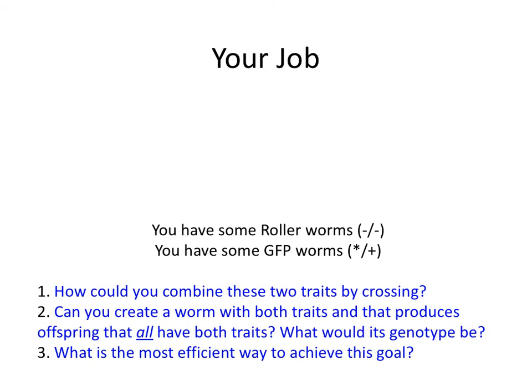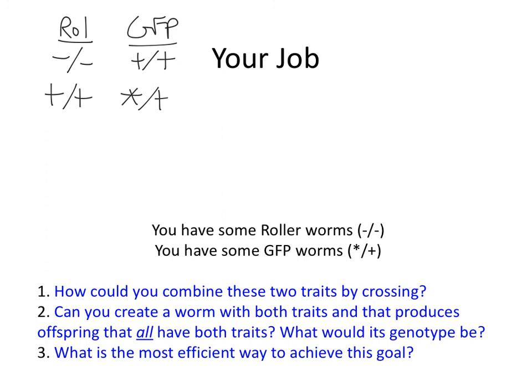So this was the big question, your job, classes ago, when we actually posed this question. You've got roller worms, they're minus over minus. We assume that their genotype, because I didn't describe it, was plus over plus for GFP, so not green. And you have some GFP worms, they're green because they're heterozygous, but they're not rollers. So those are your 2 genotypes.